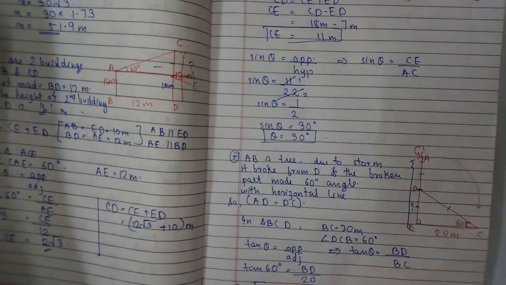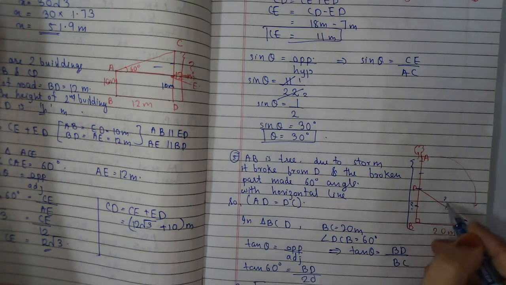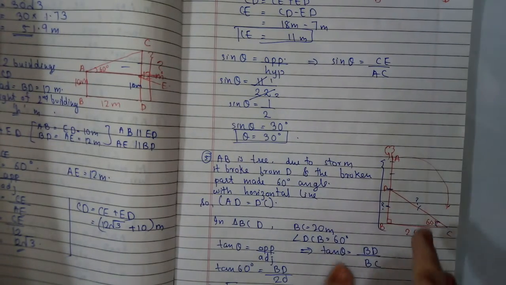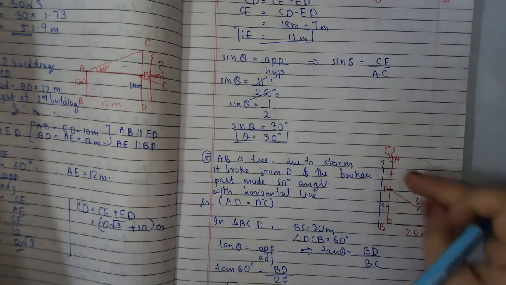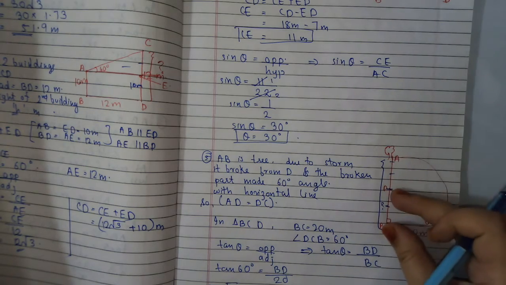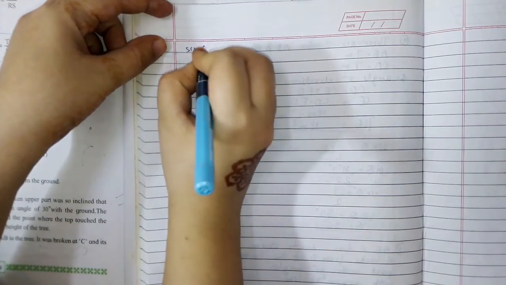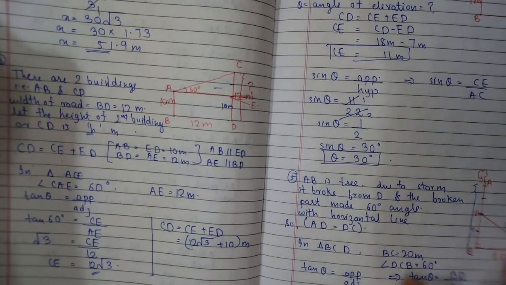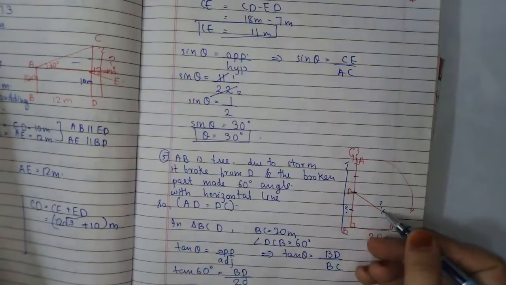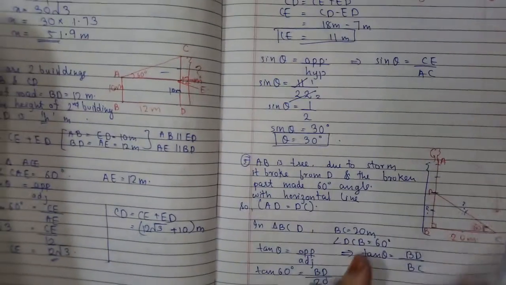Now after getting the value of BD, we will find out the hypotenuse value. If we get the hypotenuse value, then we will do AD plus BD, so we will get the height of AB. Here we will use sine 60 degrees, in this same triangle, that is opposite upon hypotenuse.